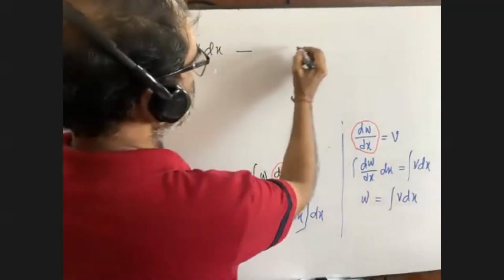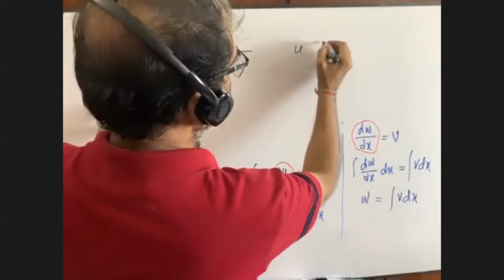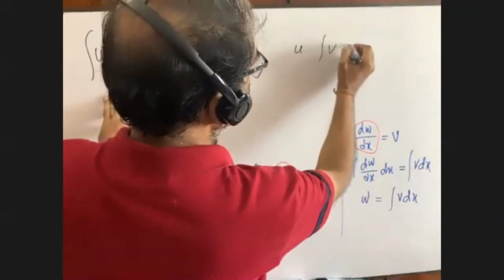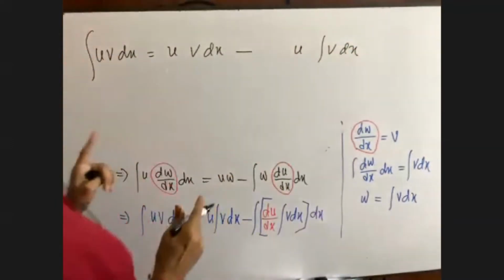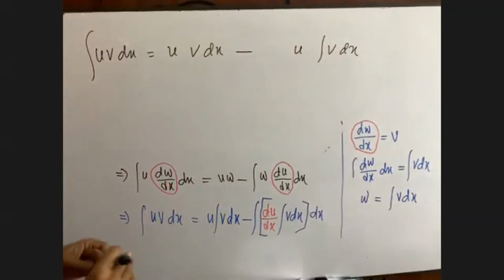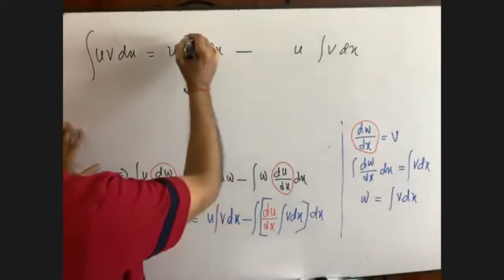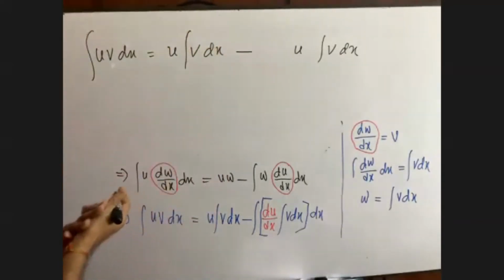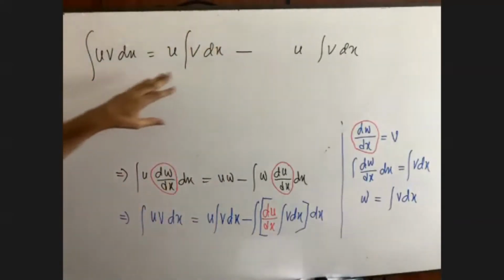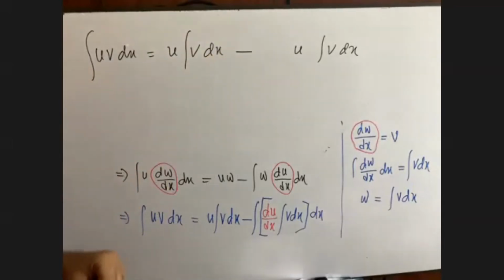Again write down ∫uv dx. How do you remember this formula? Please try to understand. This is ∫uv dx. In this way, I have written the same thing, ∫uv dx. Actually, the integration sign has been taken after u.